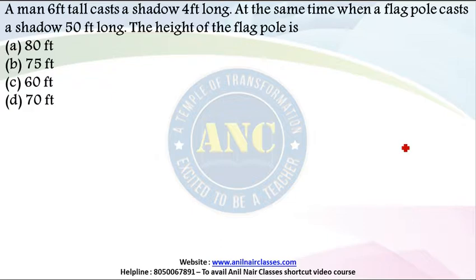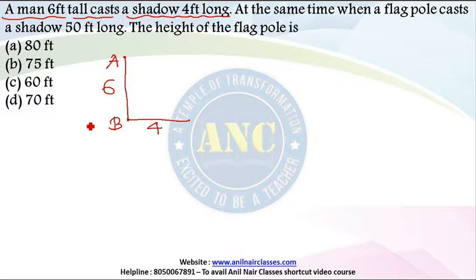Please see the next question, sir. Your next question says, a man 6 feet tall casts a shadow 4 feet long. There is a man. The height of the man, I will represent it as AB. It is given in the question as 6 feet tall. He will cast a shadow 4 feet long. The shadow is 4 feet long.